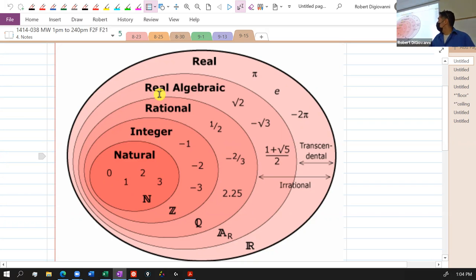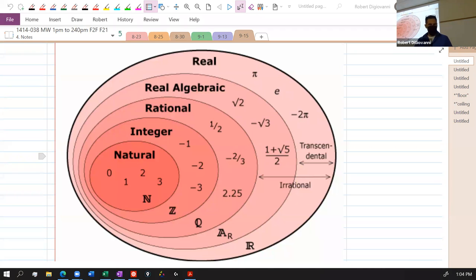Then you have what are called the real algebraic numbers. Those are weird numbers, like √2, -√3, 1 + √5/2. Those are all called algebraic numbers. And then you have all the other real numbers, which are called transcendental. Those are things like pi and e. I'm sure you've heard of pi and e; we're gonna study them a little more here. These two groups together, the real algebraic and the transcendental, are called the irrational numbers.